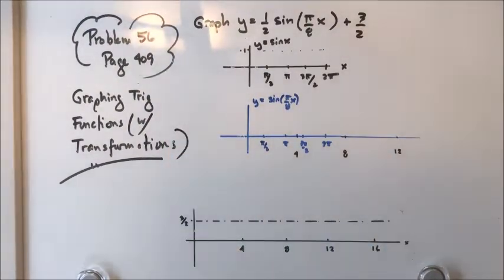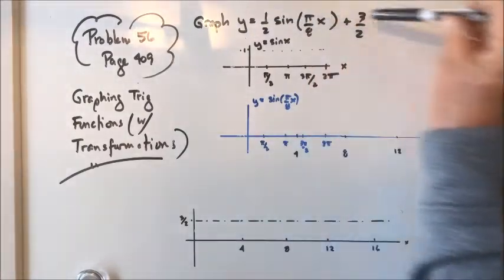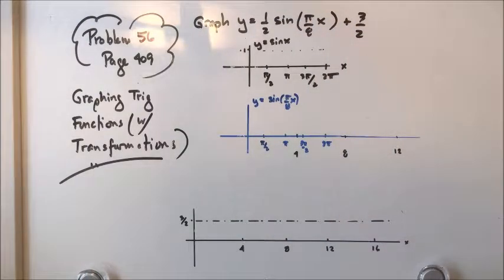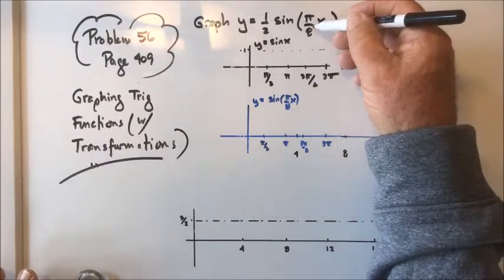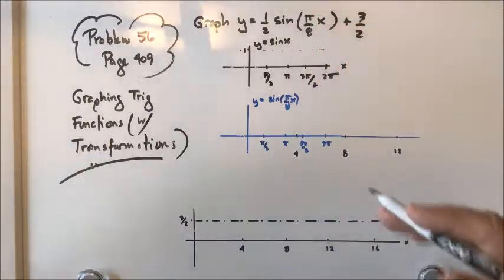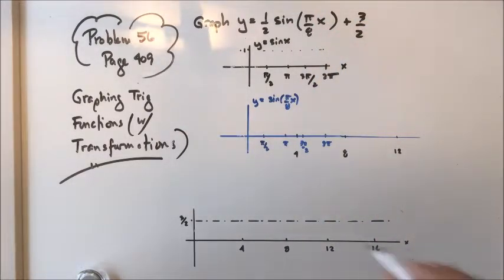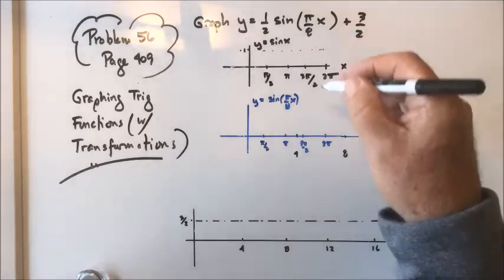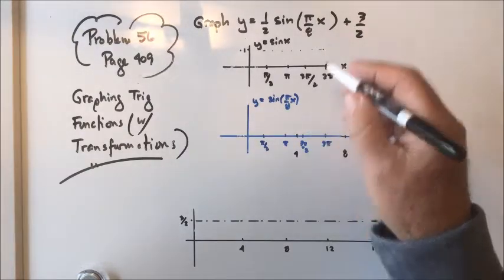I'm calling this graphing trig functions, and in parentheses with transformations, right? Because in order to graph this function that's given up here in problem 56, we're going to start with the basic graph of sine. We're going to do some stretching and compressing with this factor, and then we're going to lift the whole thing up with 3/2. So let's take a couple of steps in order to do that.